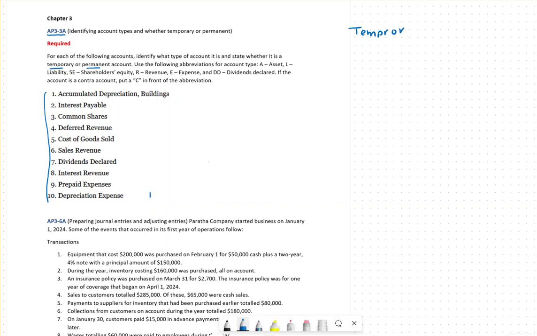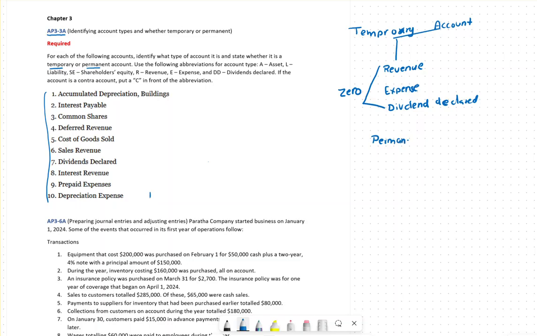Temporary accounts are the accounts that we close at the end of the period. Which accounts do we close? We close all the revenue accounts, all the expense accounts, and all the dividend declared accounts. So dividend declared is closed at the end of the year. Those are temporary accounts. How do we close them? By making them zero at the end.